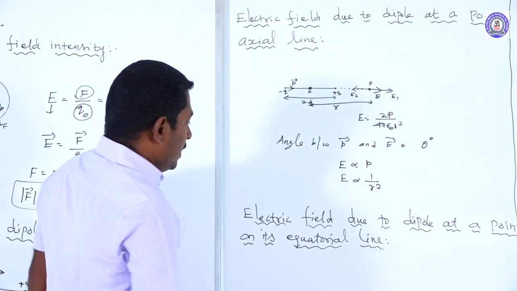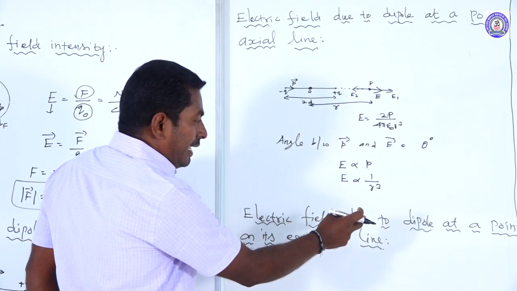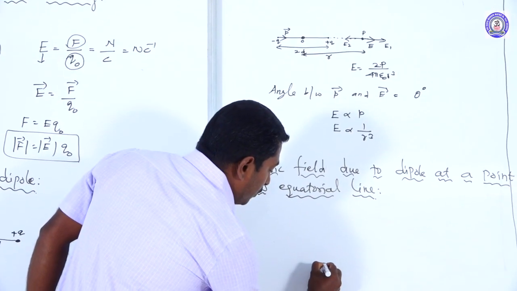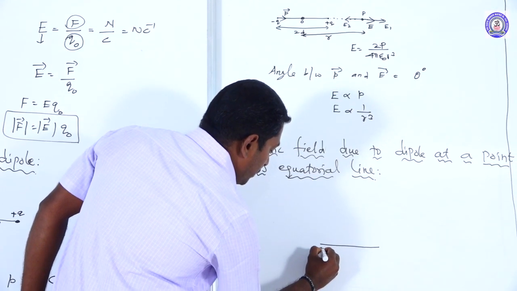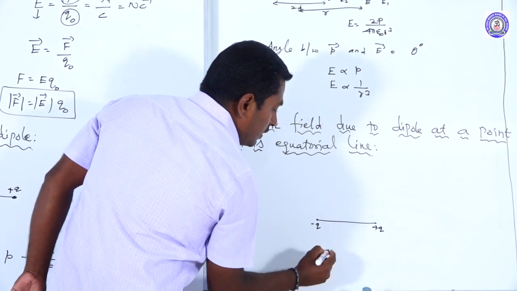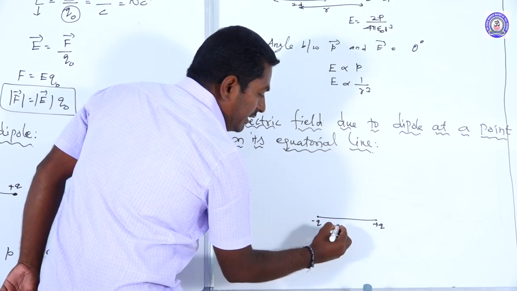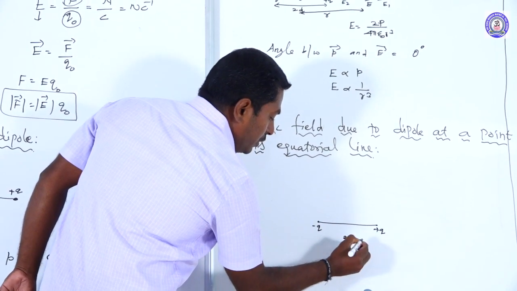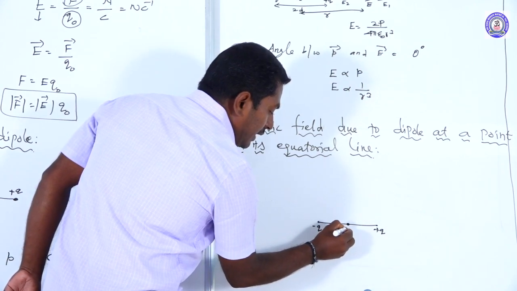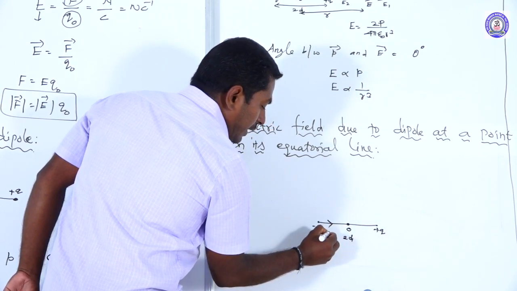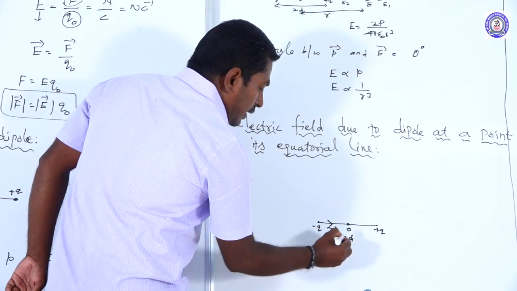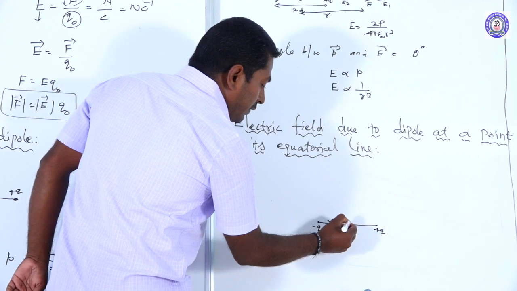So next topic, electric field due to an electric dipole at a point on its equatorial line. Consider one electric dipole, minus Q charge and plus Q charge. These two equal magnitude and dissimilar charges are separated by a 2D distance. It will constitute an electric dipole. Midpoint of the electric dipole is O. The direction of the electric dipole moment acts from minus Q charge to plus Q charge. Then we assume one point on its equatorial line.